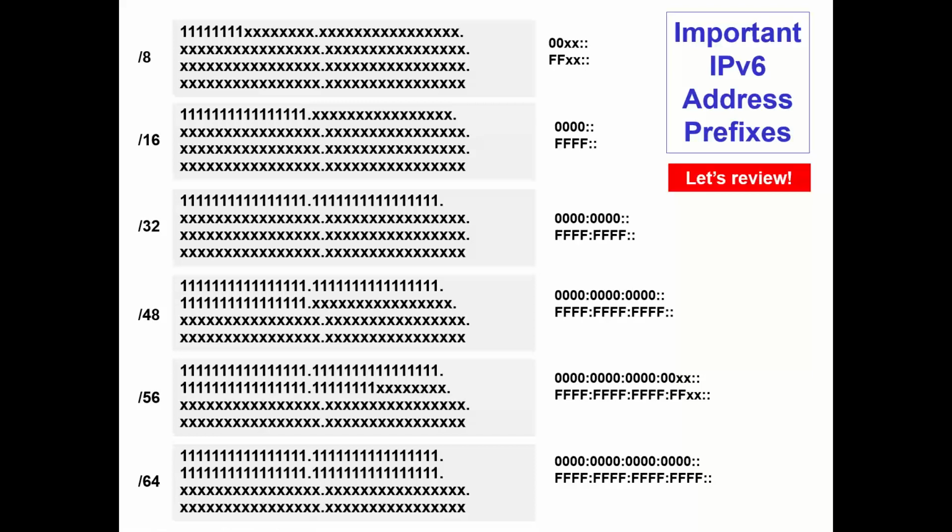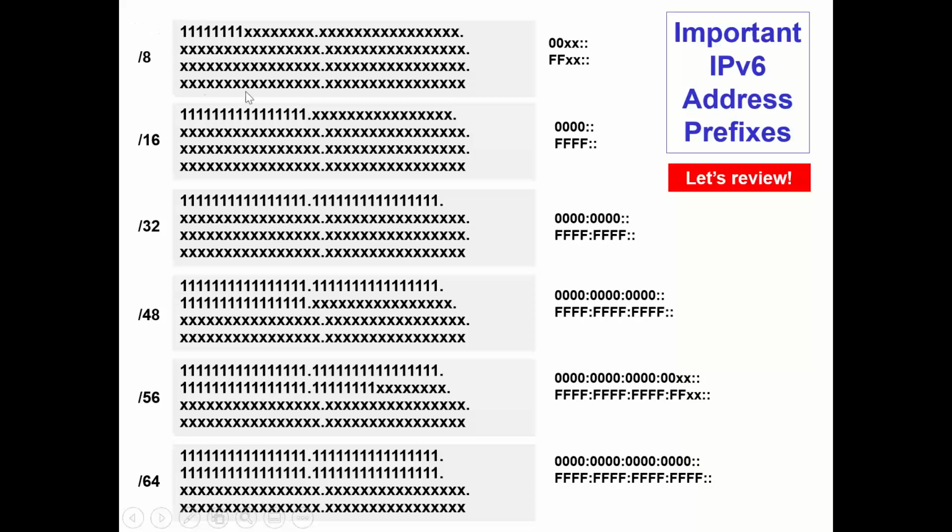So let's review again some of the important prefixes for IPv6. Remember, if I'm talking about something like a /48 or a /8, what I'm talking about is I'm starting with the 0th bit of the first byte, and I'm counting. So I have 1, 2, 3, 4, 5, 6, 7, 8 bits. I have 8 bits here.